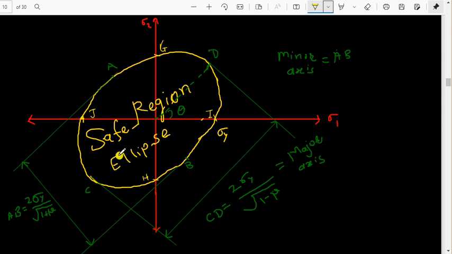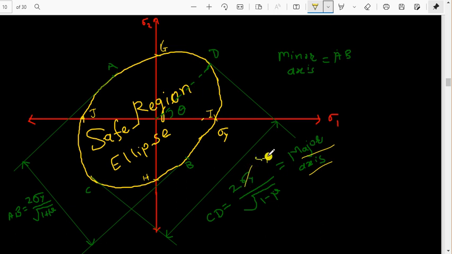Now the axis which has the maximum distance is called the major axis, and it is given by 2 sigma y under root 1 minus mu. This you can write as Fy also. And the minor axis is equal to 2 sigma y upon 1 plus mu.